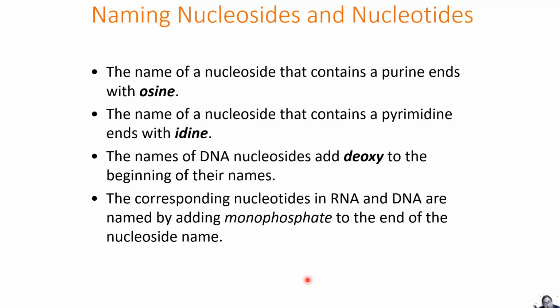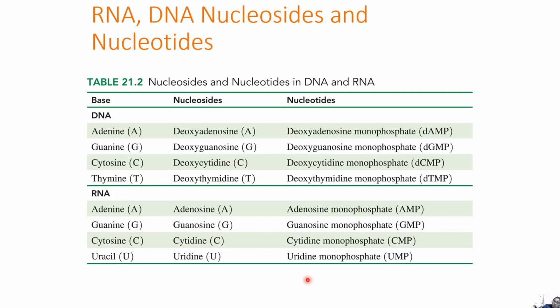Now it is seen that whenever we see a nucleoside, adenosine, guanosine, all of these containing purine ends will end with osine, and the names of all the nucleosides that contain a pyrimidine end with idine. Okay, thymidine, uridine, all of that. The names of DNA nucleosides add deoxy to the beginning of their names, and the corresponding nucleotides in RNA and DNA are named by adding monophosphate to the end of the nucleoside name. That is the basic nomenclature of this system. So these are the nucleosides and nucleotides in DNA and RNA.